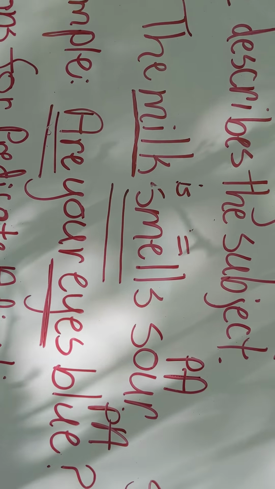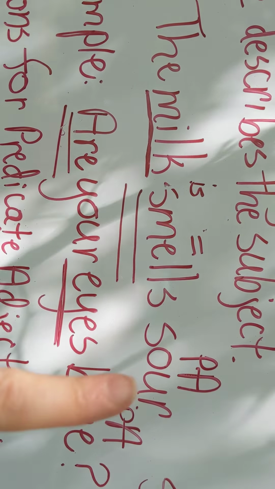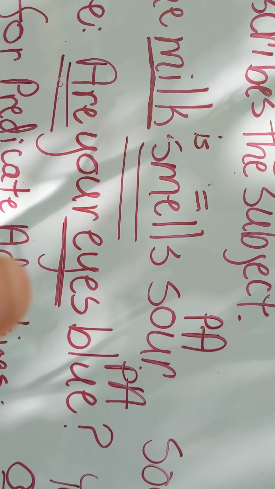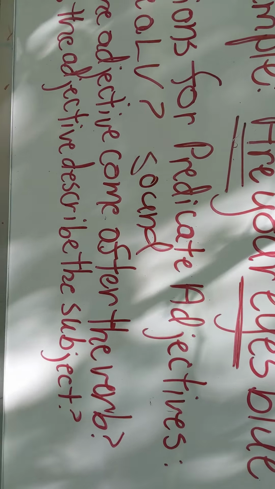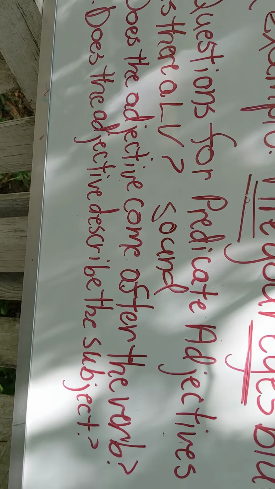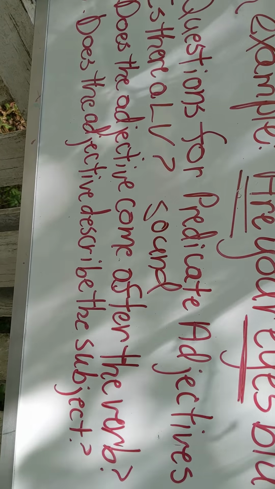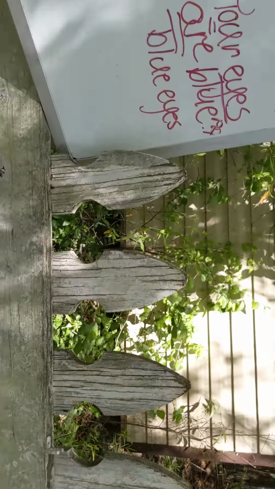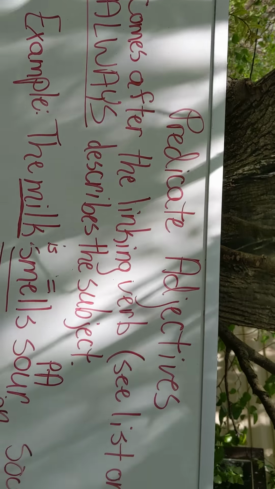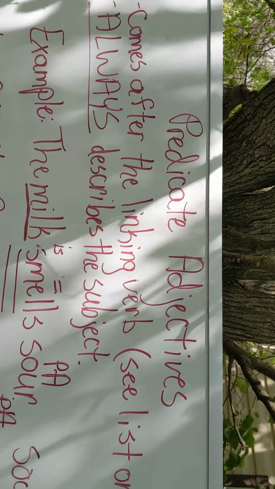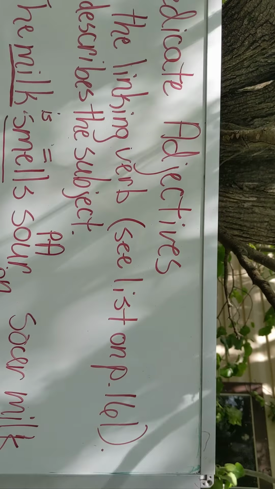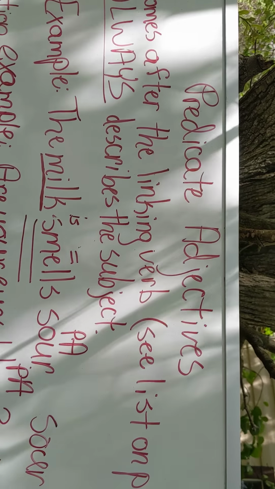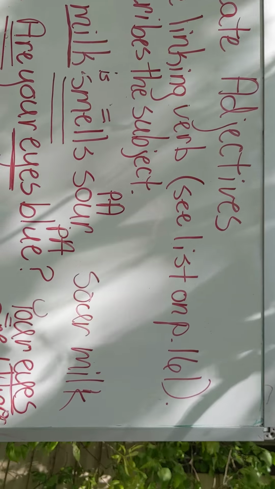So you're going to go up here, look at our examples again. Does sour describe milk? Yes. Does blue describe eyes? Yes. So you ask yourself those questions. If your answer is no to any of these questions, it is not a predicate adjective. Okay? So just to review, a couple of things you definitely need to remember. It comes after the linking verb, and it always describes the subject. So if you're ready to go on, let's look at page 162.